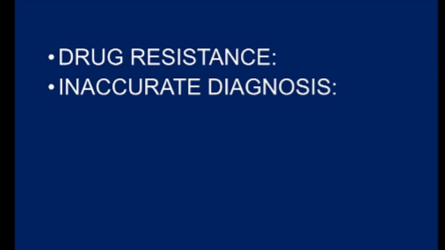Another thing is inaccurate diagnosis. If a patient has allergic conjunctivitis and you make a diagnosis of bacterial conjunctivitis and you are treating with antibiotics, you might not get any effect. The treatment will fail because of the inaccurate diagnosis. So when treating with antibiotics, make sure the diagnosis is a bacterial infection.